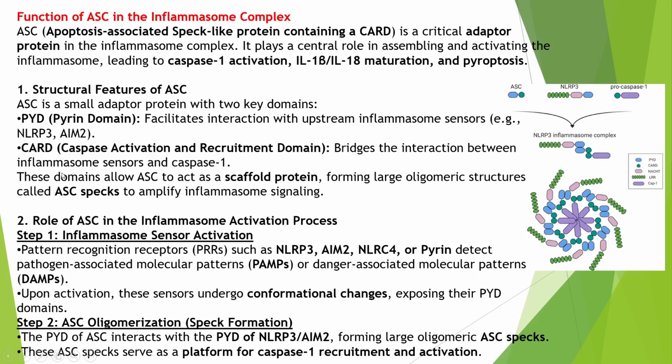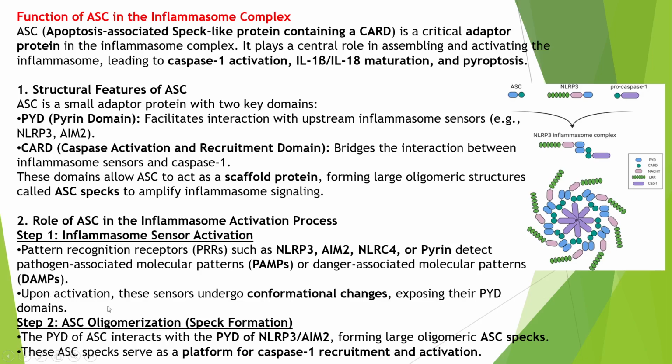Then these domains allow ASC to act as a scaffold protein, forming a large oligomeric structure called ASC specks, to amplify the inflammasome signaling. Role of ASC in the inflammasome activation process. First is inflammasome sensor activation. PRRs, the pattern recognition receptors like NLRP3, NLRs, AIM2, RLRs also, NLRC4, pyrin, etc., detect the PAMPs and DAMPs, the pathogen-associated and danger-associated patterns.